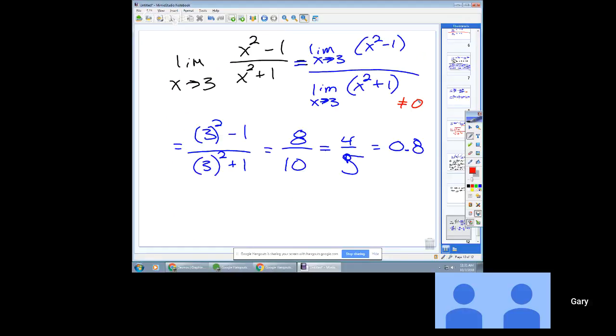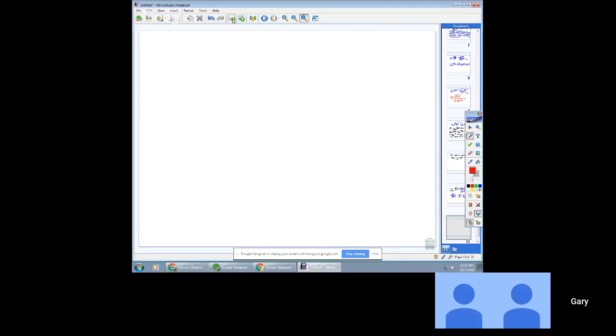So, some other interesting limits. Let's try the limit as x goes to 3, again, of x squared minus 3x over 2x squared minus 5x minus 3. All right, see what you got on that one.